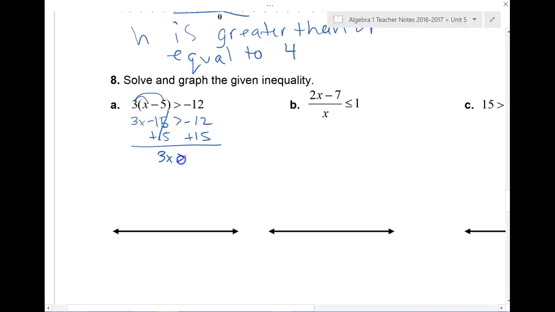We just have 3x here, and now negative 12 plus 15 is positive 3, and then we want to divide the 3 to get rid of the 3 next to x, so we cancel, and we get x is greater than 1.